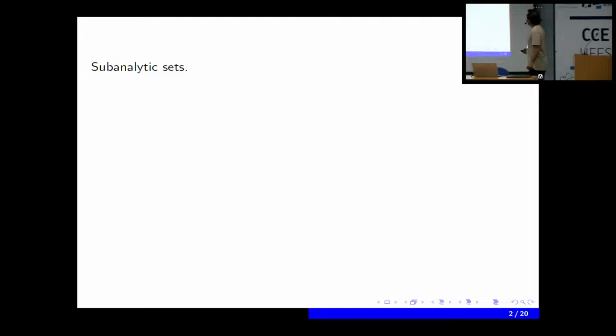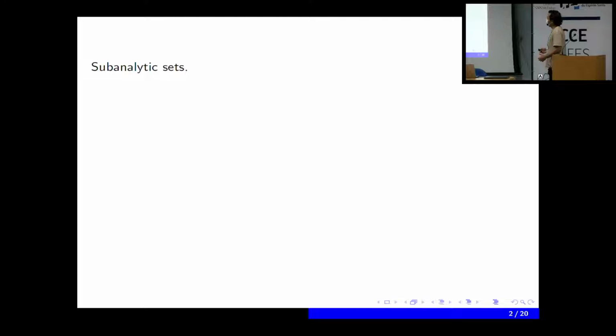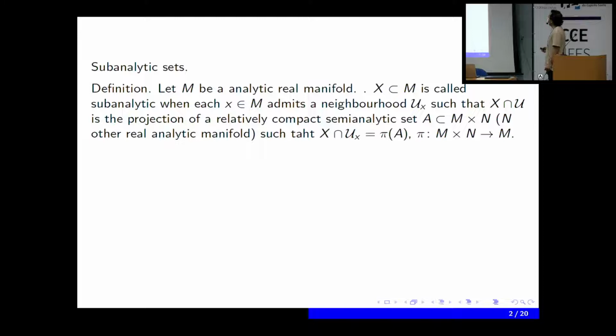So let me introduce the category that this work deals with: subanalytic sets. Let me give a definition. If you have an analytic manifold M, you say that a subset X is subanalytic when for each point in M, you have a neighborhood such that the intersection is the projection of a relatively compact semi-analytic set. That is, the neighborhood intersected with X is exactly the image of this projection.